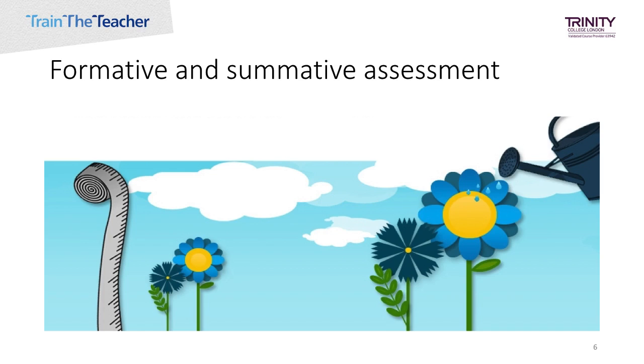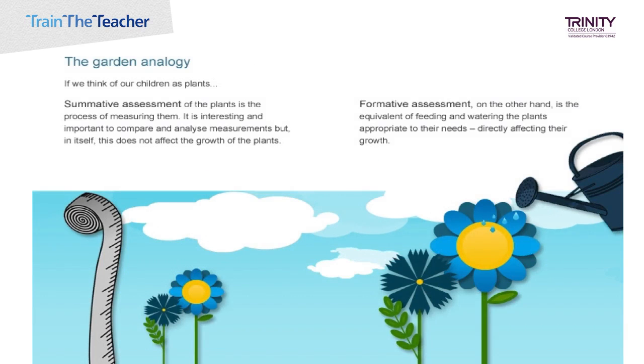Summative assessment is intended to summarize student achievement at a particular time, so the flower on the left, whereas formative assessment is intended to promote further development of student attainment, so the flower on the right. Formative assessment is used to inform the teaching and learning process.